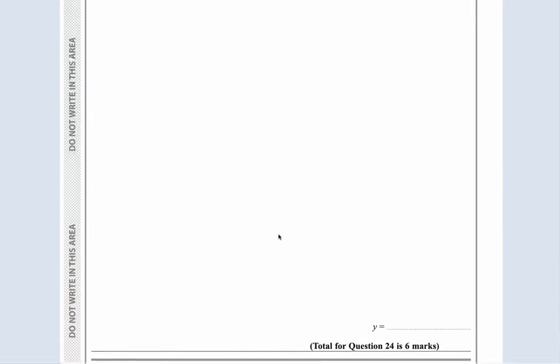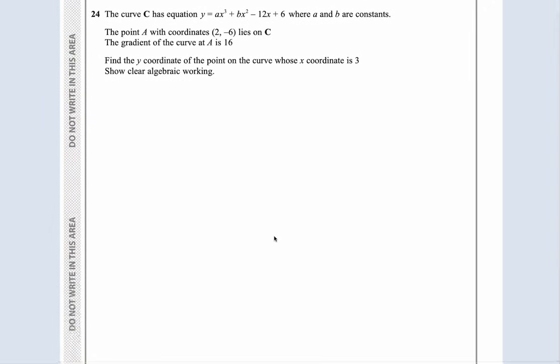Okay, final question. This is worth 6 marks. No doubt it's hard. It's calculus. The curve C has equation this. A and B are constants. The point A with coordinates this lies on C. The gradient of the curve at A is 16. Find the y coordinate of the point on the curve whose x coordinate is 3.